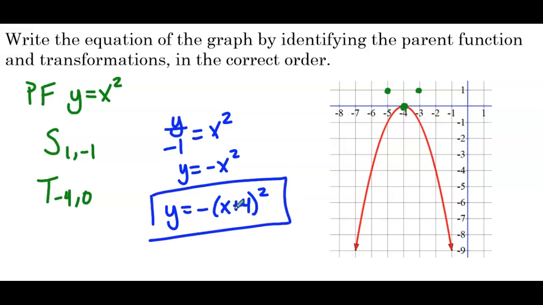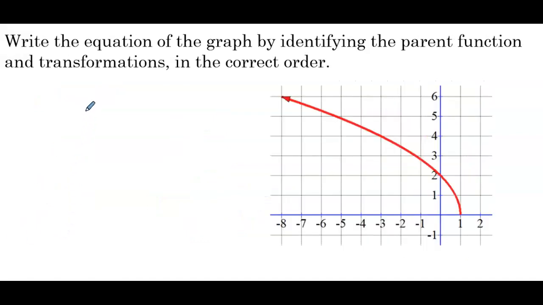And with all of these that we write, when we're given a graph, plug in a few x values and see if they match up. For instance, if I plug in negative 1, I should get negative 9. So I'd have negative 1 plus 4, which is 3, squared is 9, times negative 1 is negative 9. Works out.